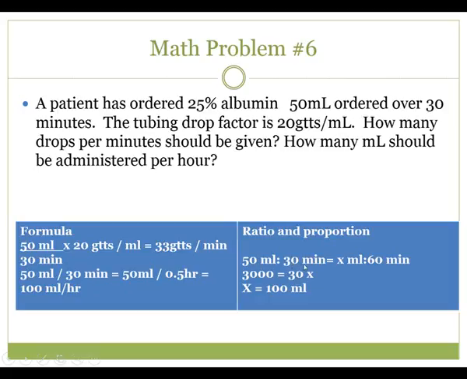50 mils is to 30 minutes as X mils is to 60 minutes. You solve for X and it comes out to 100 mils is what you would need to hang per hour to put in 50 mils in 30 minutes. So your answers here are 33 drops a minute, 100 mils an hour, and then 100 mils an hour with a ratio and proportion too.